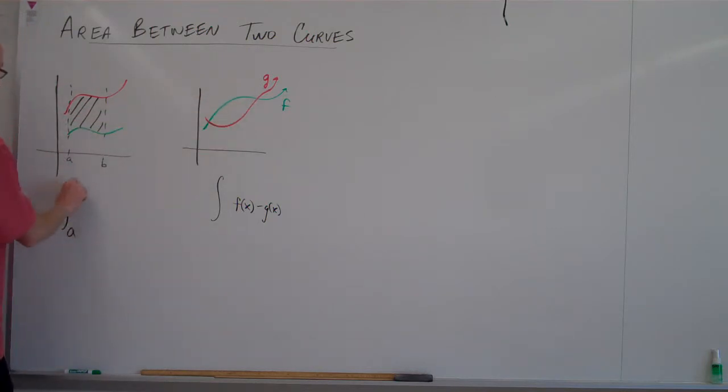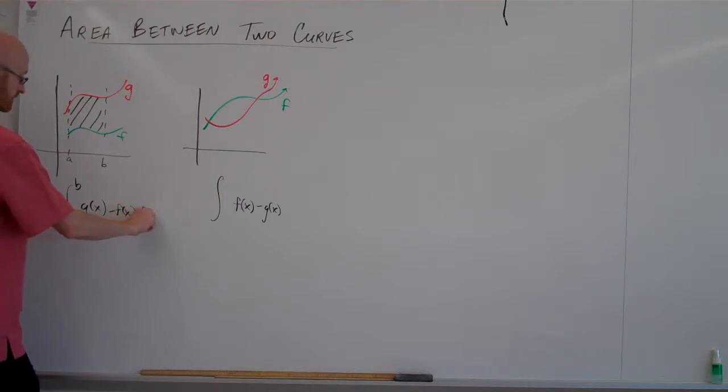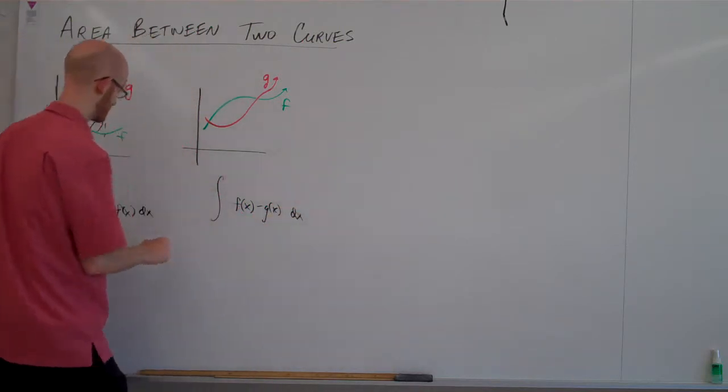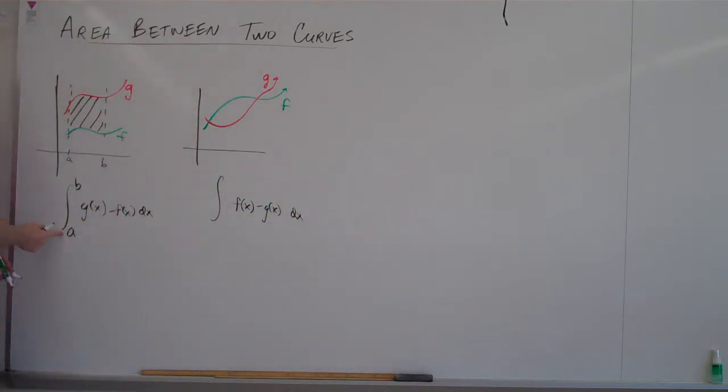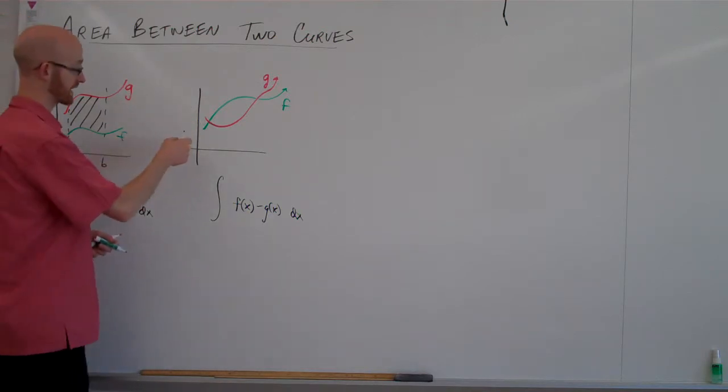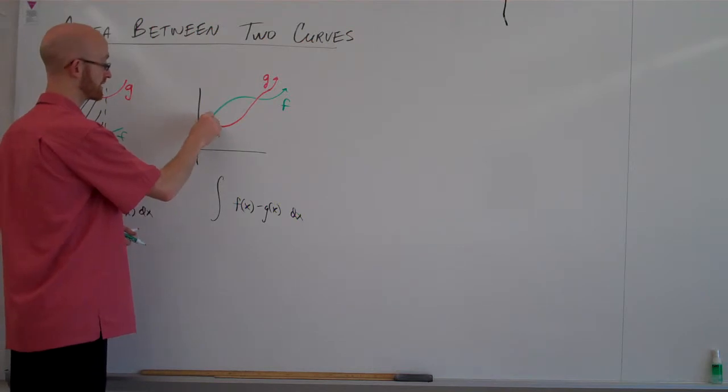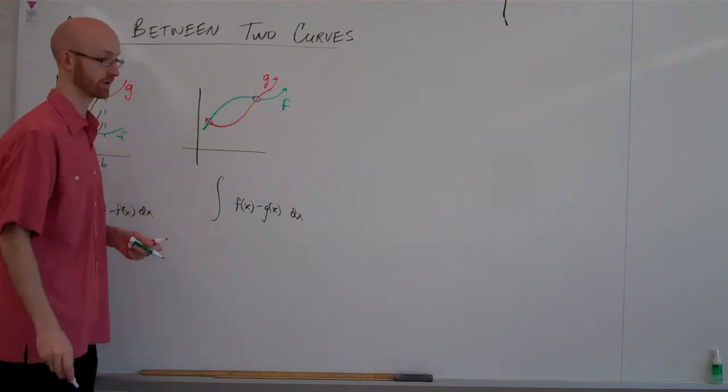Back here, we'd integrate from a to b because we were told ahead of time to integrate from a to b. And let's say in this case, there's g and there's f. We would integrate g of x minus f of x. So in this first example, you're given the limits of integration from a to b. Whereas in this one, you have to actually think to yourself, where is that point of intersection and where is that point of intersection?